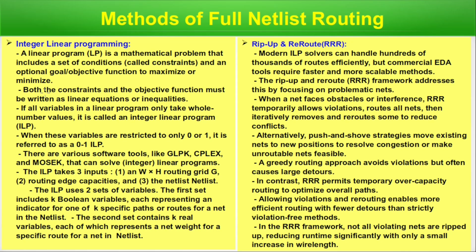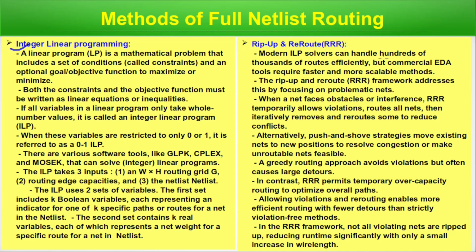There are various software tools like GLPK, CPLEX and MOSEK that can solve linear programs. The ILP takes 3 inputs: the width by height routing grid G, routing edge capacities, and the netlist. The ILP uses 2 sets of variables. The first set includes k boolean variables, each representing an indicator for one of k specific paths or routes for a net in the netlist. The second set contains k real variables, each of which represents a net weight for a specific route for a net in the netlist. That is integer linear programming. There are various software tools that can solve integer linear programs, and then rip-up and reroute.